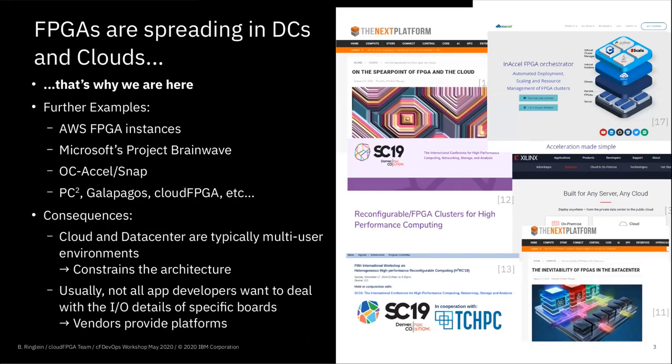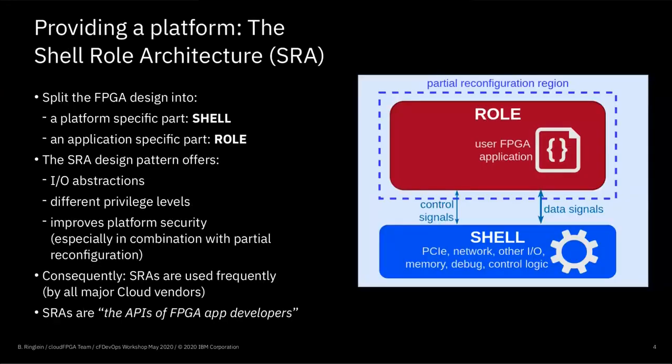And typically, not all application developers want to deal with the I/O details of the specific boards. Hence, the vendors typically provide a platform and some templates or development kits for the FPGA design, as also presented today. So, very frequently, these platform development kits follow a well-known pattern, the shell-role architecture, or board support package, as Tobias has called it. The design pattern splits the FPGA logic in two parts: the platform-specific part containing I/O, PCI Express, or the network IP cores, which are contained in the shell, and the application-specific part that I'll refer to as the role. The shell is controlled by the vendor, the role by the user or application developer.